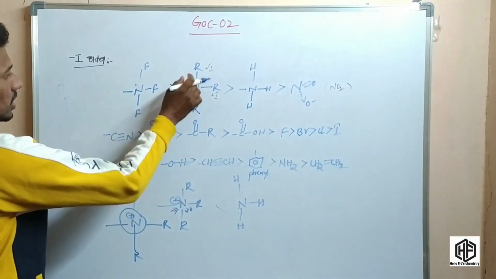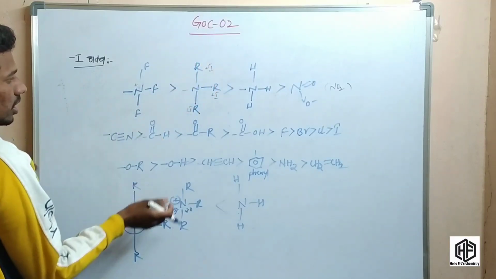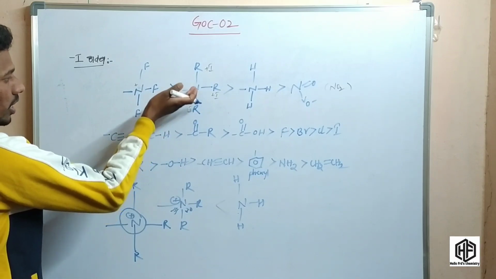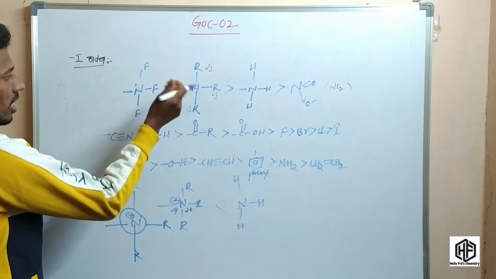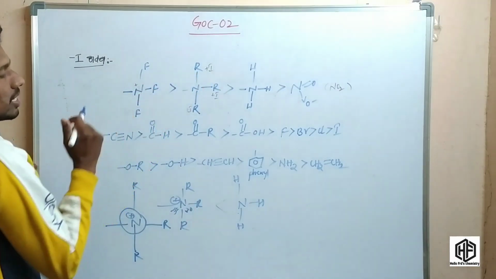Because it is connecting with plus I groups, electron releasing groups are connecting with the nitrogen atom. Whenever the nitrogen atom is connecting with electron releasing groups, nitrogen has more electron density. Whenever more electron density is present in the nitrogen atom, it is less minus I order.